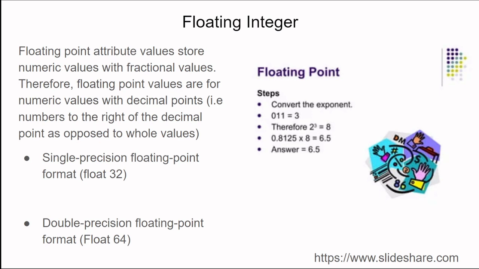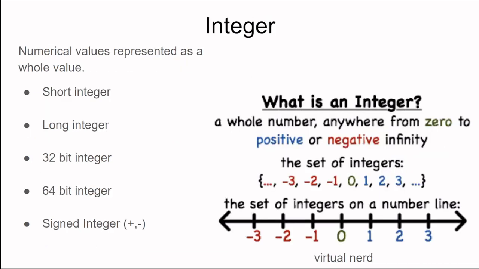But on the go, mostly I make these decisions based on the data that I'm going to store in it. So floating point is important, but there are two formats. Pay attention to whether you want a 32 floating point format or a 64 floating point format. Now we talk about integer. Integers are numerical values that are represented like a whole value.